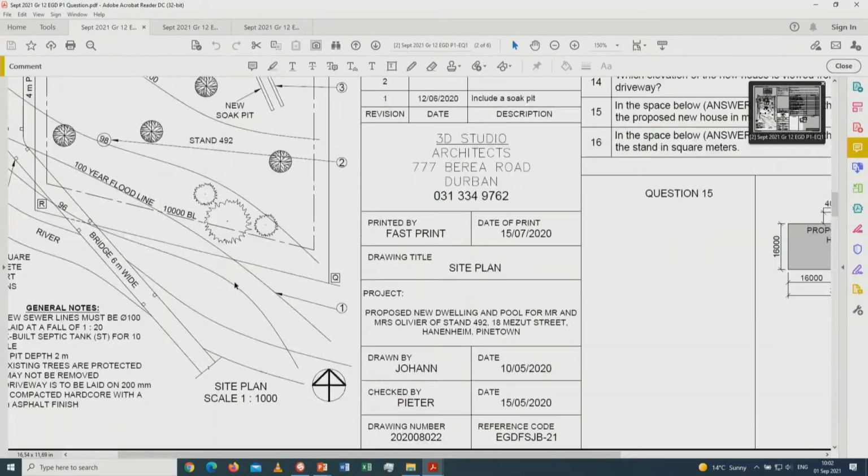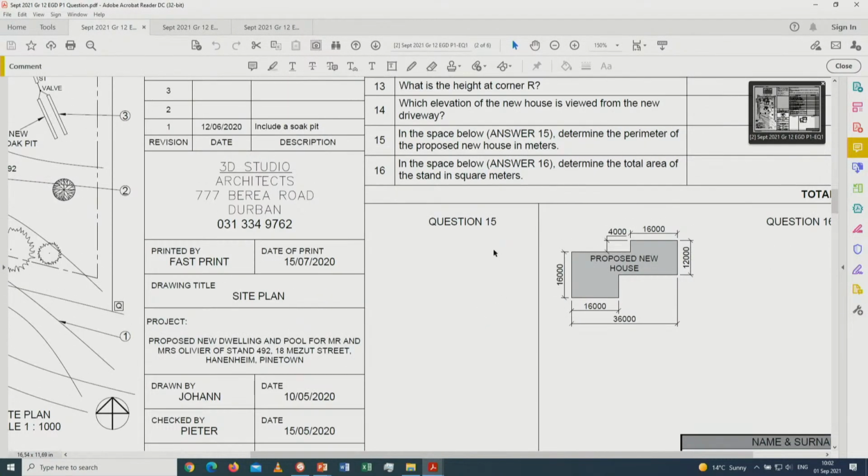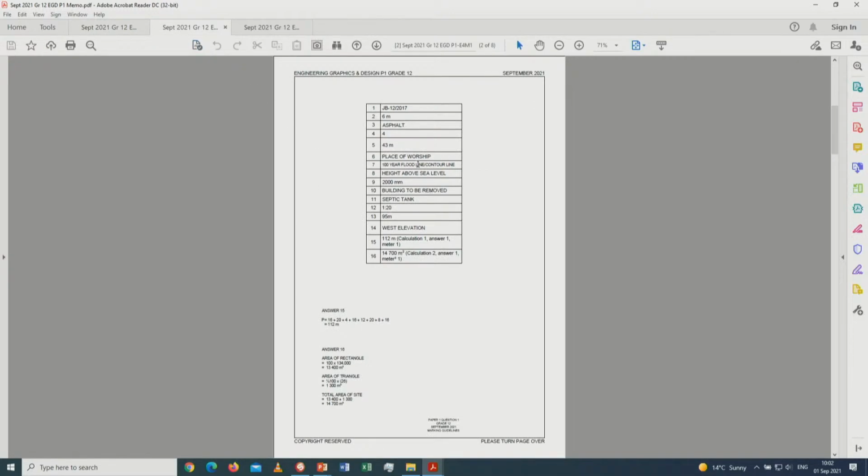So if we go to the north, this will be to the left of north, so that will be west, in other words. All right. And then they ask you questions over here. In the space provided, determine the perimeter of the area, and then also determine the total area of the stand itself. I'm going to go to the memo in this case, which is this one over here.